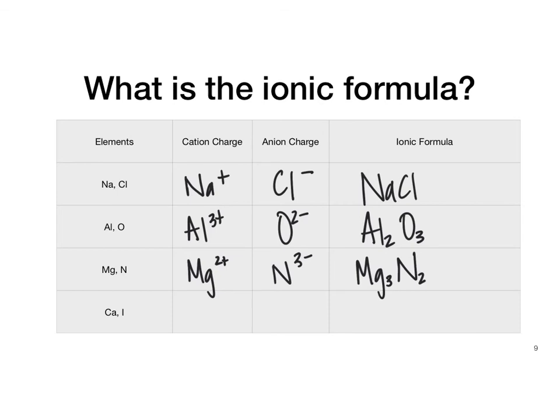So let's look at calcium, Ca2+, and iodine, I-. Okay, well, there's 2 positives and 1 negative, so we're going to need a second iodine. So we have CaI2. So it's important to note that in this case, all of these are single elements, and so we can just add a subscript directly underneath.